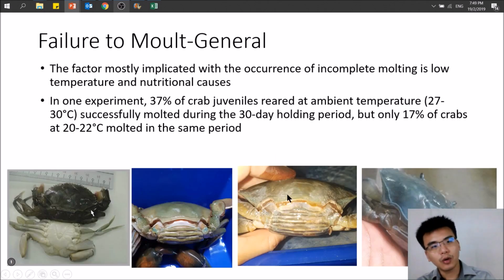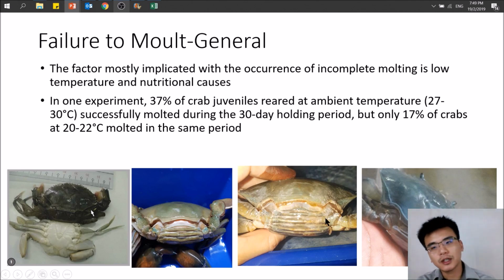So let's start off with molting. These are all pictures that we have accumulated when the crabs are being farmed in the system. What happens is they will try to molt. They will try to open up the sutures of their carapace and they will eventually die.